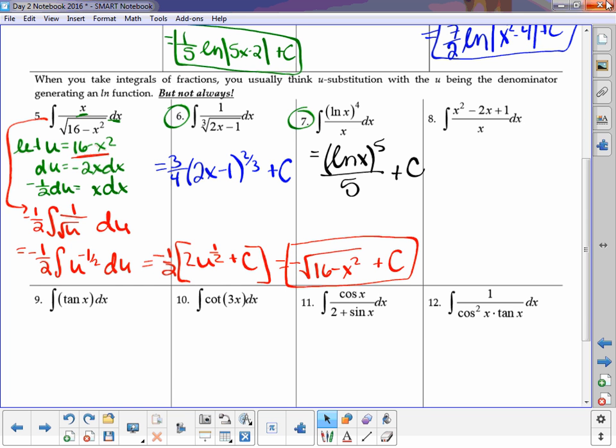There should be a negative 1 here. Negative 1. Oh, but when we take our antiderivative, we use that negative.